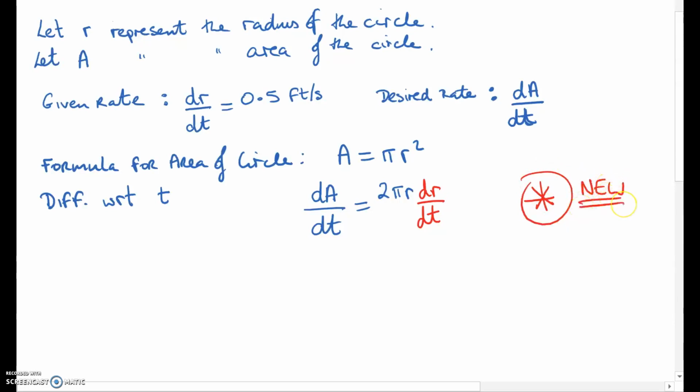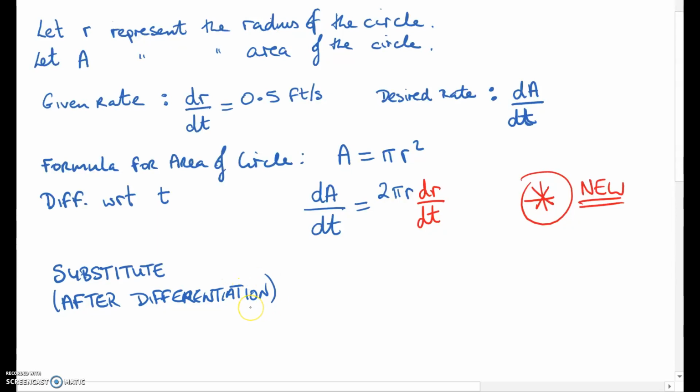Alright, from here on in though, it's not too difficult at all. Now we can substitute. You substitute after the differentiation. Now, dA dt is what we were trying to find. dA dt equals 2 pi.